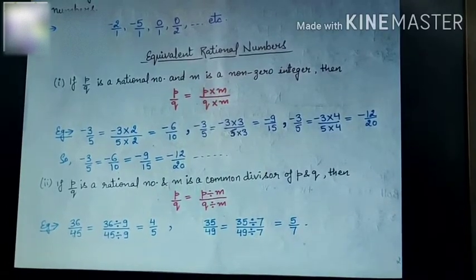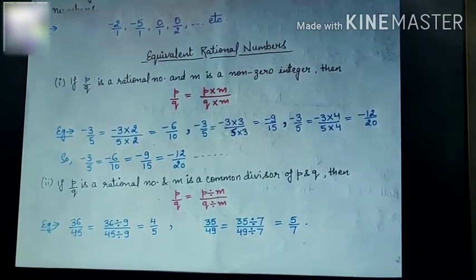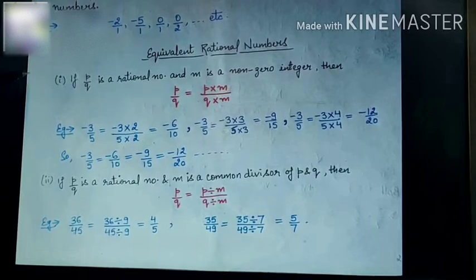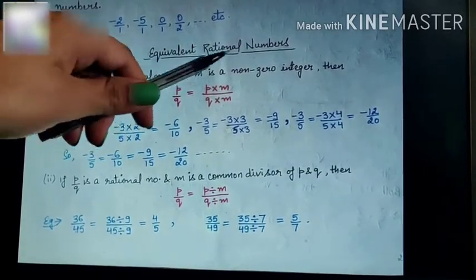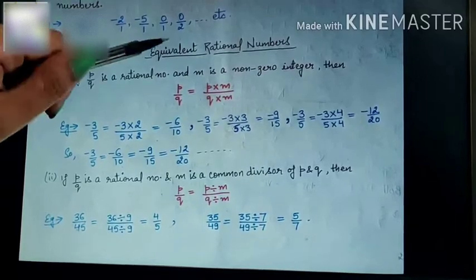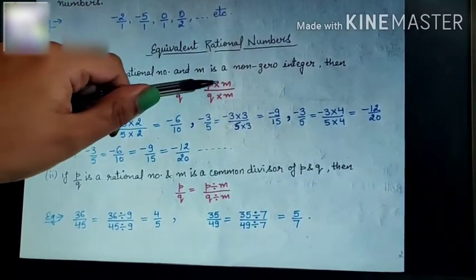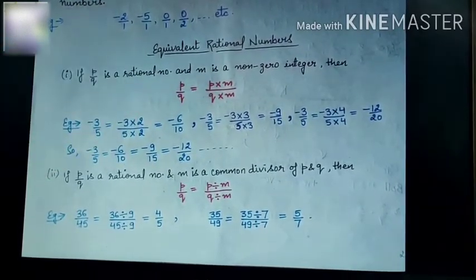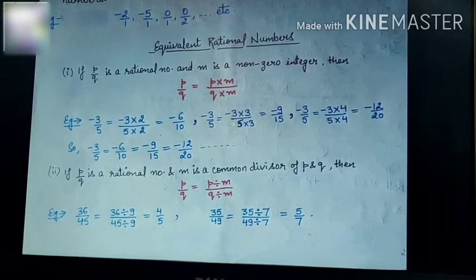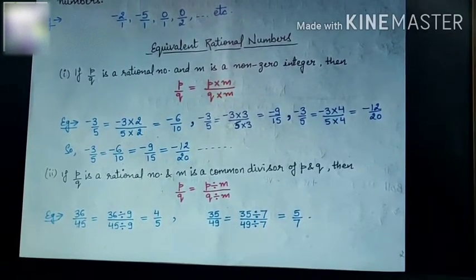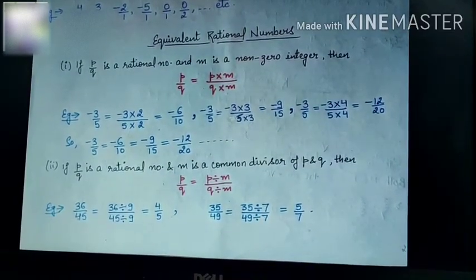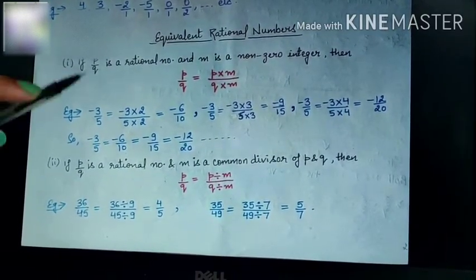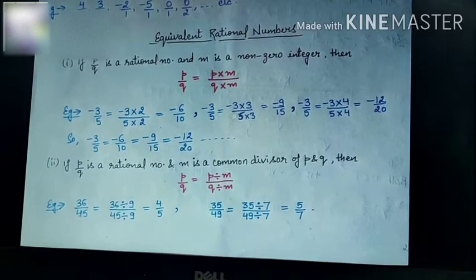Now the next topic is equivalent rational numbers. First point is, if p upon q is a rational number and m is a non-zero integer, then p upon q is equal to p into m upon q into m. That means you can multiply both numerator and denominator of a rational number by any non-zero integer. Let us see with an example. I have taken a rational number, minus 3 by 5.